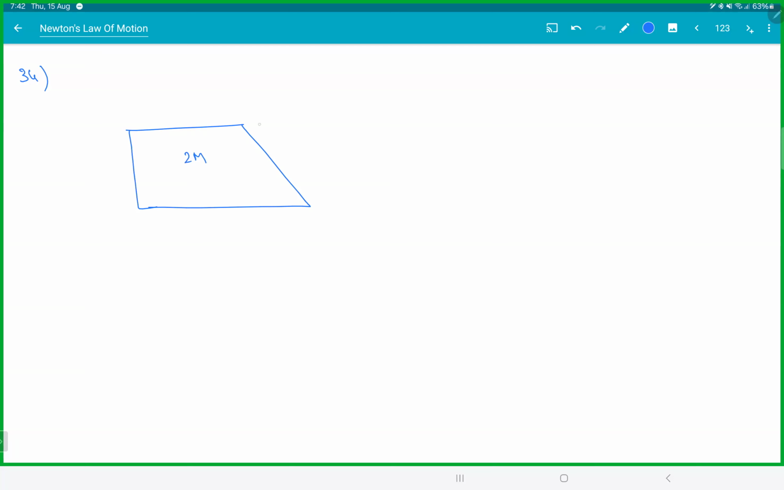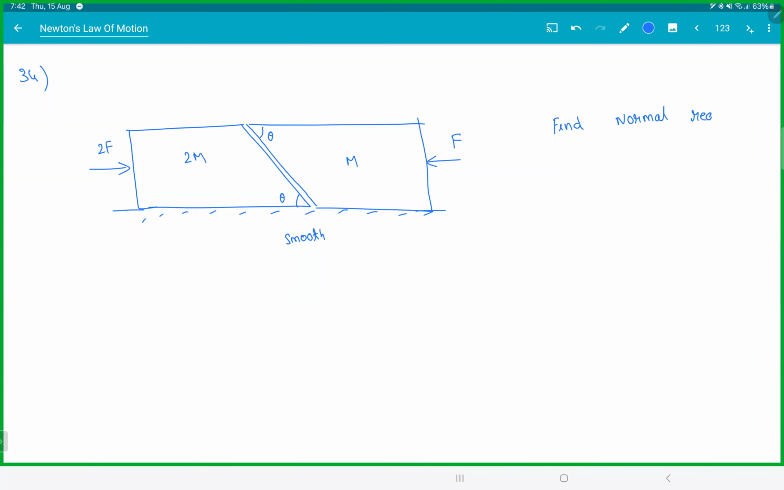We have two wedges here, mass M. This is theta, this is theta, this is 2F, and this is F. You're pushing from both the sides. Find normal reaction between them. Ground is smooth. They're touching each other, no? I just kept a small gap for you to understand.